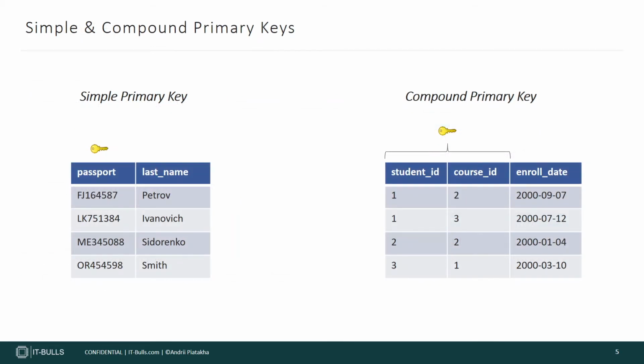Another important classification is that primary key may be simple or compound. In short, and in simple words, simple primary key consists of one table field. This can be an email, ID, passport number, or anything else that is unique for each row in the table and fits in one field. On the other hand, compound primary key consists of two or more fields. So, the combination of these fields should be unique.